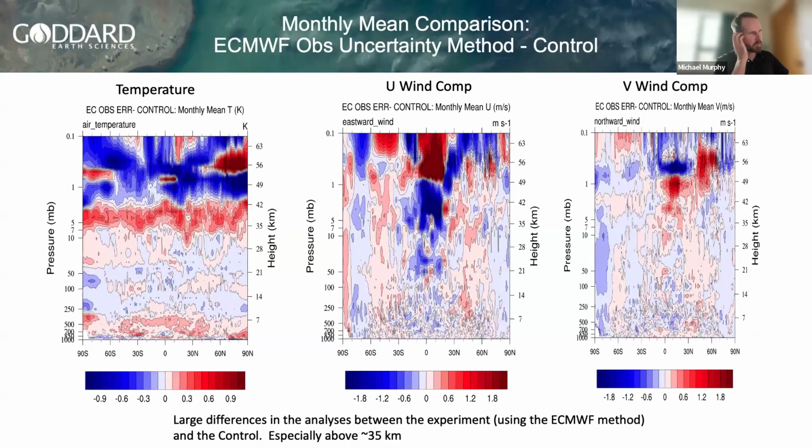So what's the effect of these two different methods? Here's the monthly mean for temperature on the left, U and V winds in the center and right, just taking the experiment minus the control, and you can see we're getting very large differences between the two, especially above 35 kilometers.